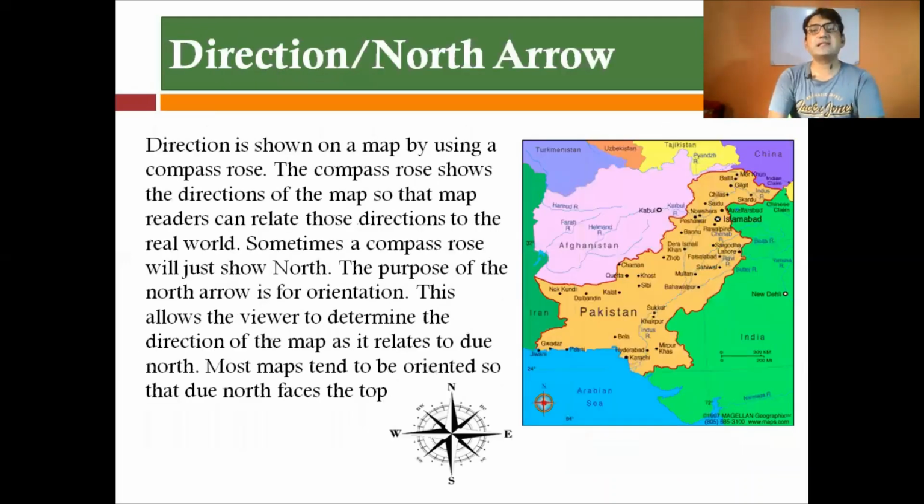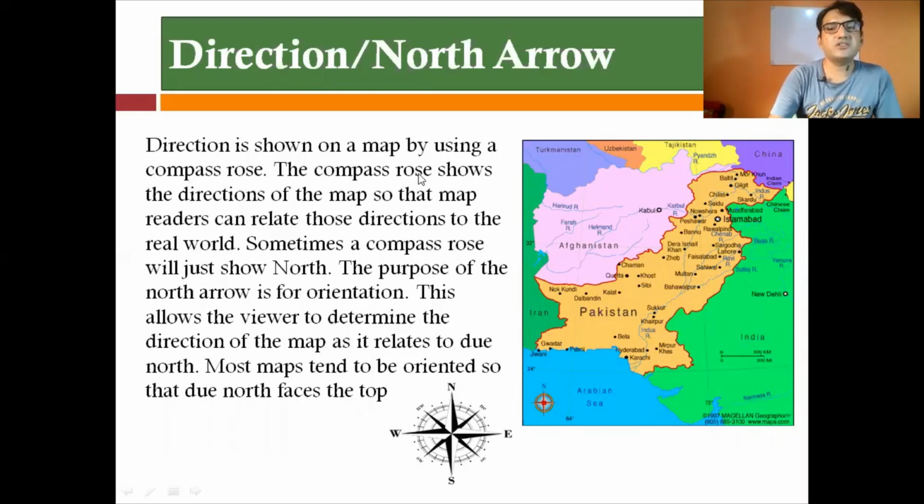Then comes the direction and the north arrow. You might take it separately, because direction is taken separately and the north arrow is also taken separately. But the purpose of both direction and north arrow is the same. Direction is shown on a map by using a compass rose. This is the compass rose.